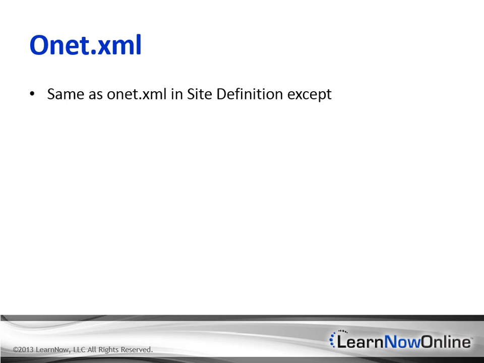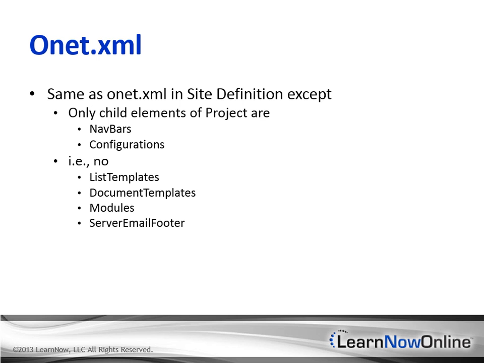And this is where the actual implementation of the template lies. This version is the same as the Onet.xml in a site definition, except the only permitted child elements are nav bars, configurations, and that's it. So things like list templates, document templates, modules, if you had a server email footer element, those don't apply. You cannot use those. And you're only allowed one configuration element.